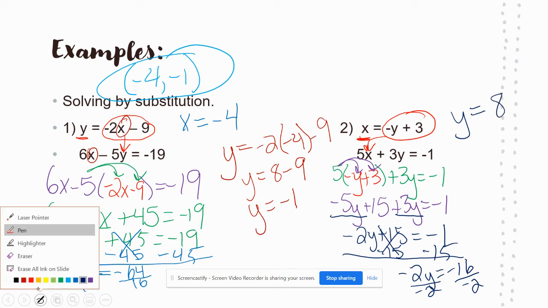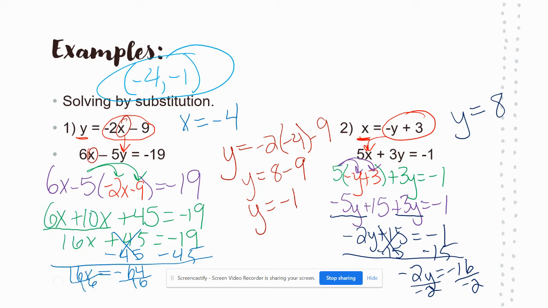We can take that answer of y is equal to 8 and plug it in for y in either this equation or this equation. It doesn't matter. I'm again going to use the top because that's just straight math. So we have negative y plus 3. That's negative 8 plus 3. And negative 8 plus 3 is negative 5. So our solution is negative 5, 8.